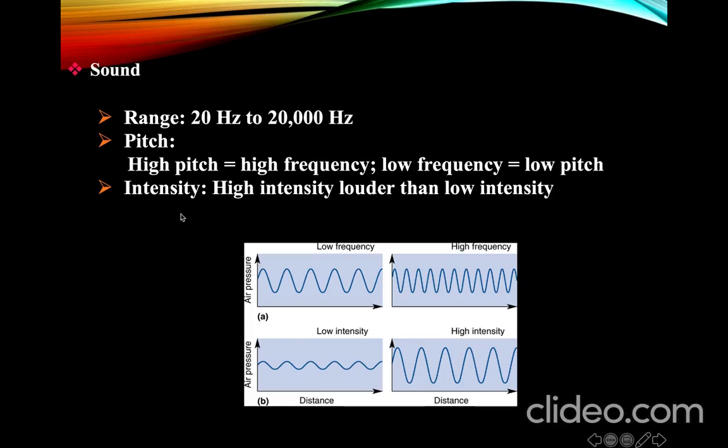Now the last one is the intensity. Intensity basically measures the loudness of the sound. The higher the intensity, the louder the sound, and vice versa. You can see in the second picture, this is a low intensity wave, which means it will be less loud. And this is the high intensity wave. The intensity is measured by the amplitude of the wave. Here you can see it is of higher amplitude and this one is of lower amplitude. So a high intensity sound will be louder and of higher amplitude.